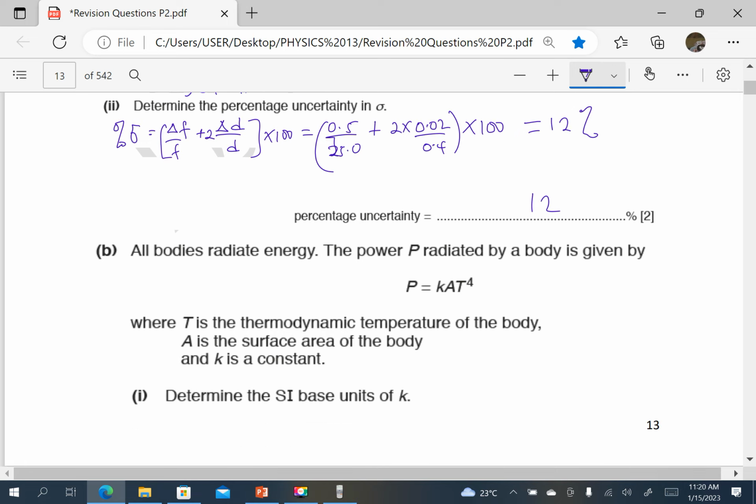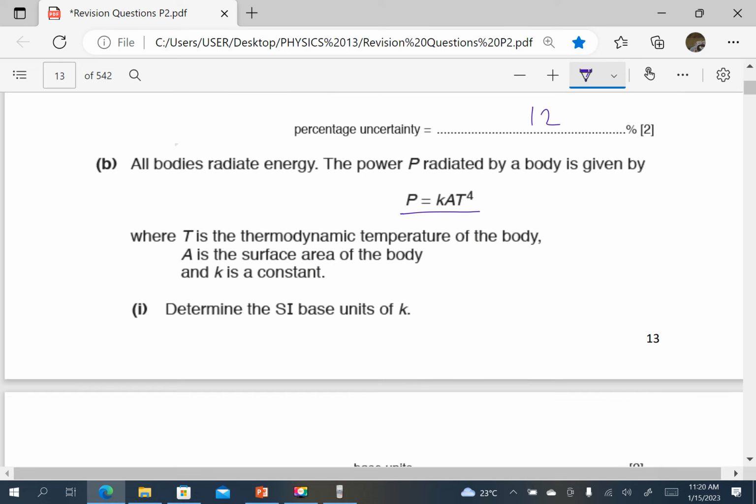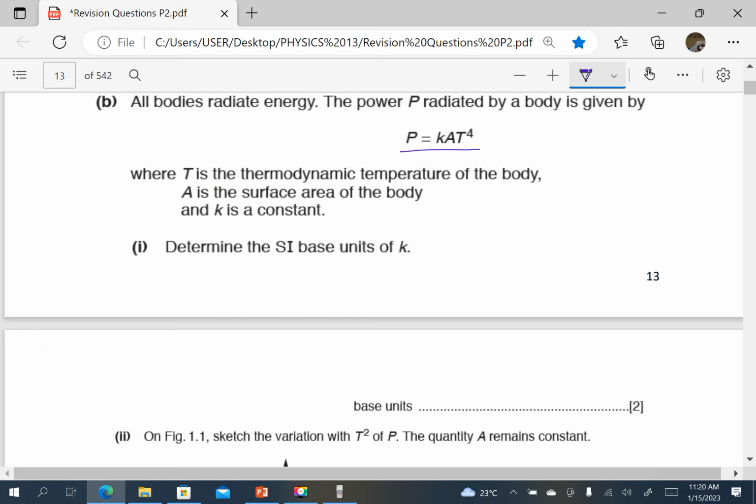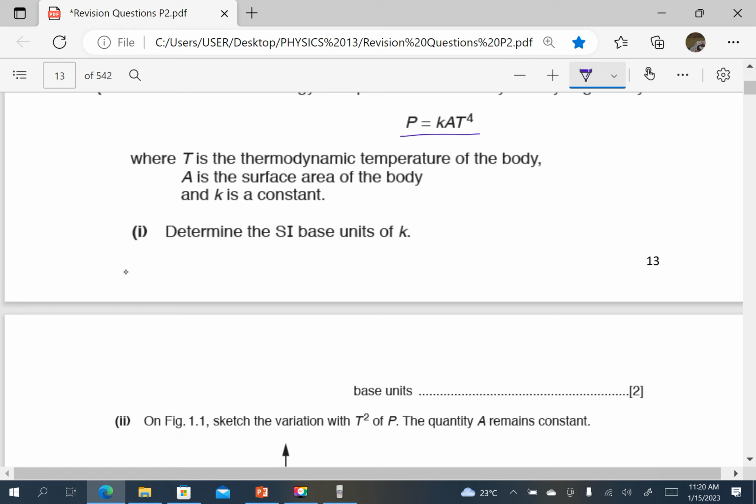All bodies radiate energy. The power radiated by a body is given by that expression. P is equal to K A T power 4, where T is the thermodynamic temperature of the body, A is the surface area, and K is a constant. Determine the SI base units of K. Of course, making K the subject, K is equal to power over A T power 4.